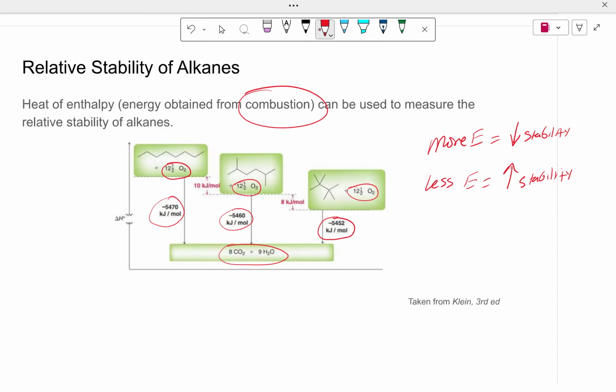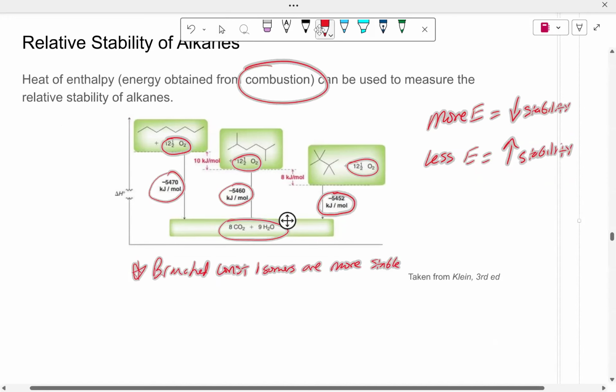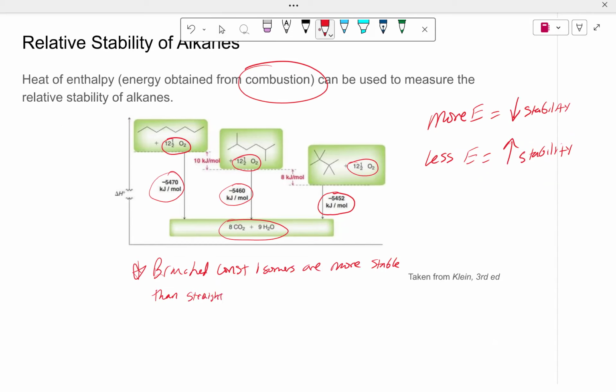And the simple takeaway from this is that branched, and I want to highlight constitutional isomers, are more stable than just straight chain constitutional isomers. And that's pretty simple, straightforward, just discussion of stability between compounds.